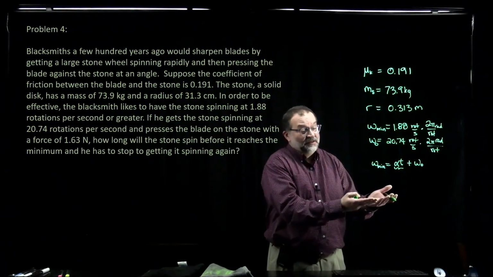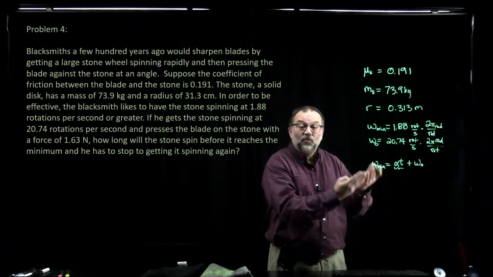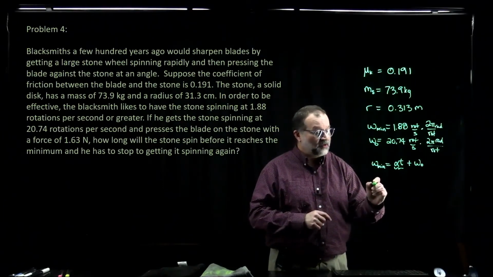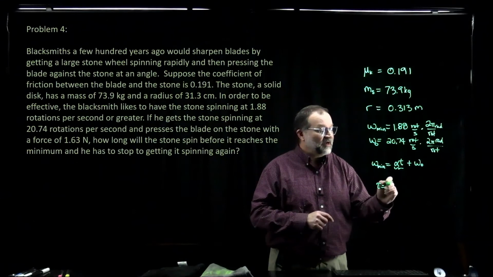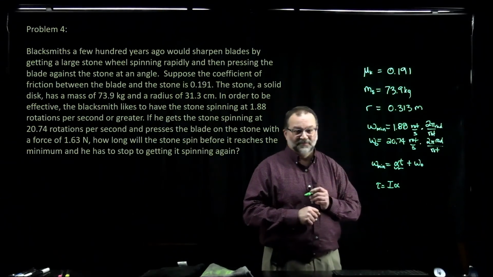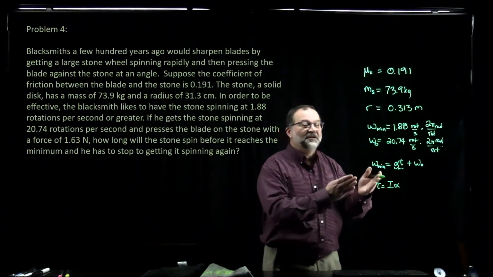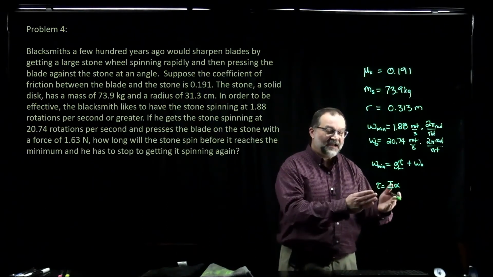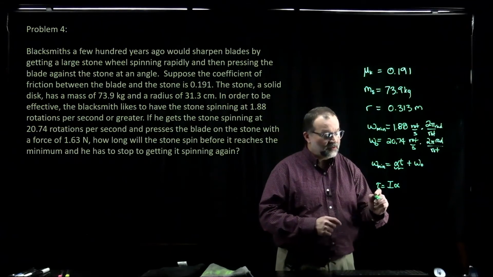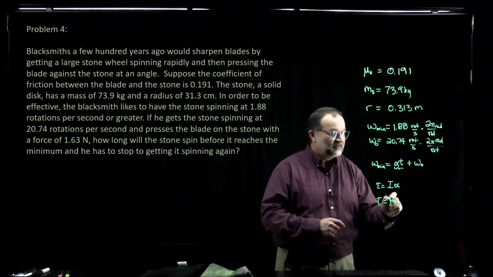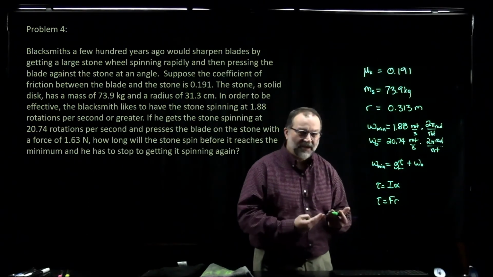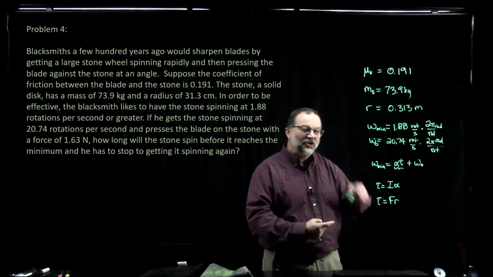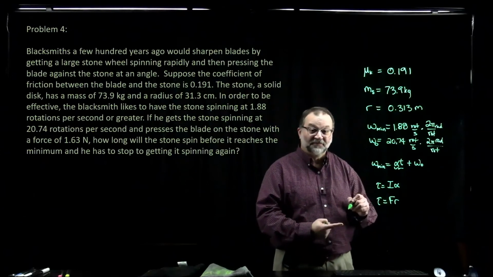All right? So what's alpha? Well, you have to remember, torque is I alpha. This is the equivalent of F equals ma. And so torque is I alpha. What is also torque? Torque is force times the distance that you've applied it through. Well, what force is being applied here to slow down the wheel? It's the force of friction.